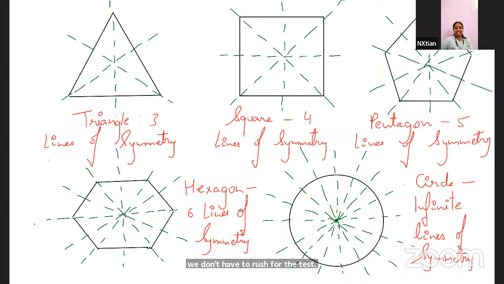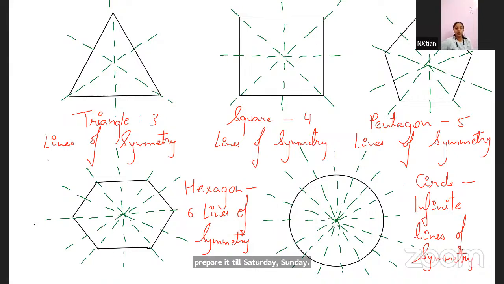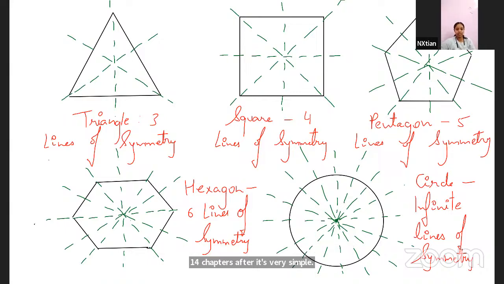Okay, but since this is a pretty easy chapter, I thought to put the test on Friday. But then you will have the weekend, Thursday to Sunday, 4 days time you have. So I think Monday is okay. Monday is fine for me. You don't have to rush for the test on Monday. Prepare it till Saturday, Sunday. Sunday, you just have to give it a quick revision. Since you have 4 days, and it is a simple chapter, don't worry. The 14th chapter is very simple, only the parts of the circle are there.